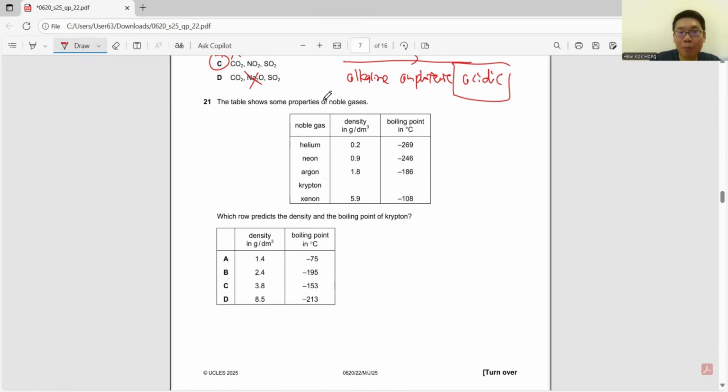21. The table shows some properties of noble gas, which row predicts the density and boiling point of krypton. So we see the density is actually increasing, so this will be in between 1.8 and 5.9. So maybe these two. And then the boiling point keeps increasing also, so this will be in between -186 to -108. So it's just C. They will form a trend in a group.